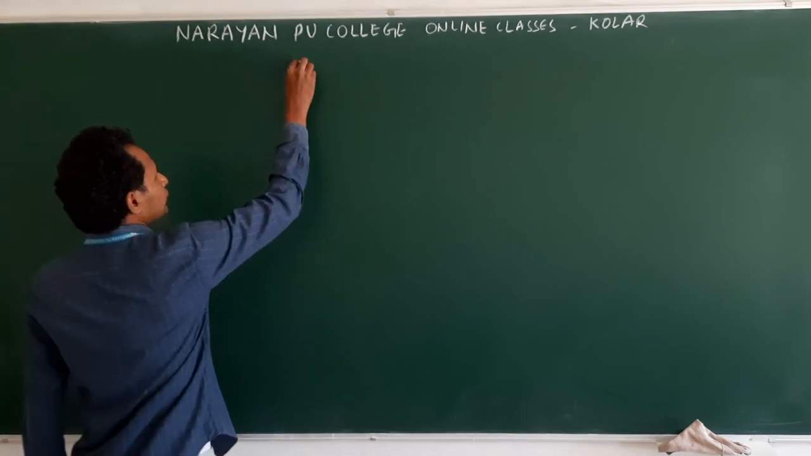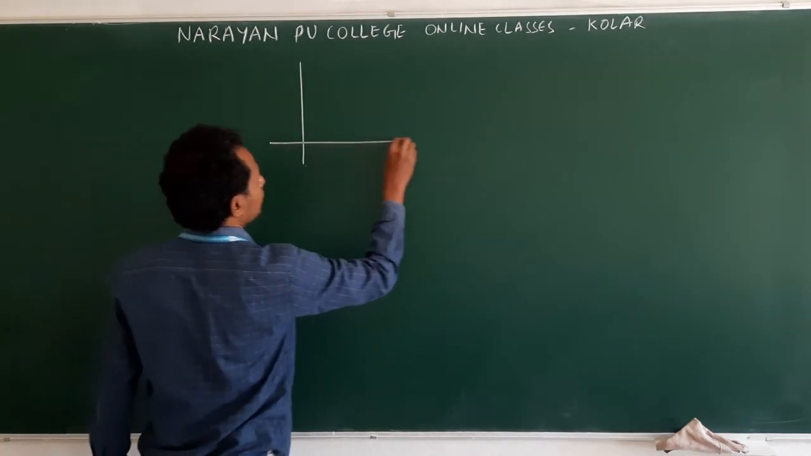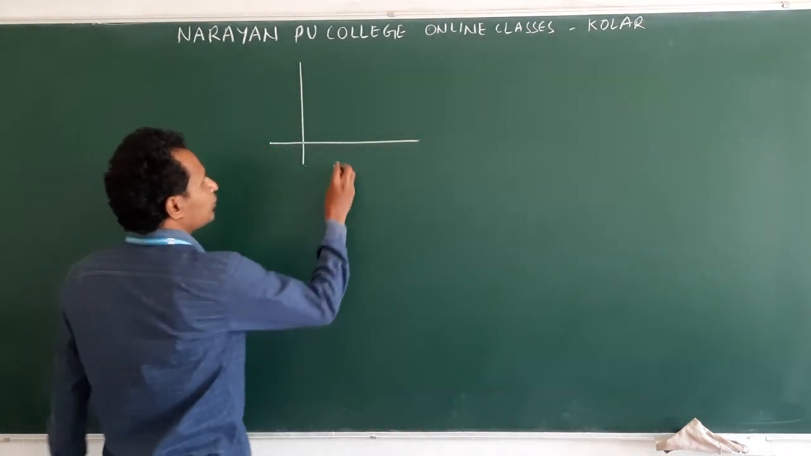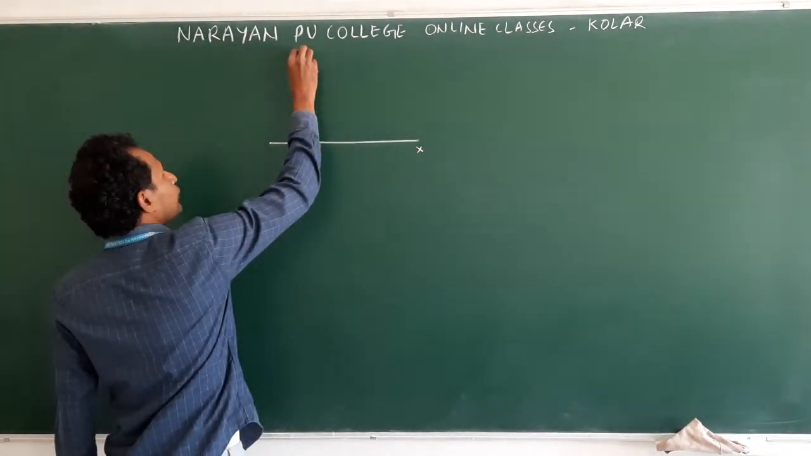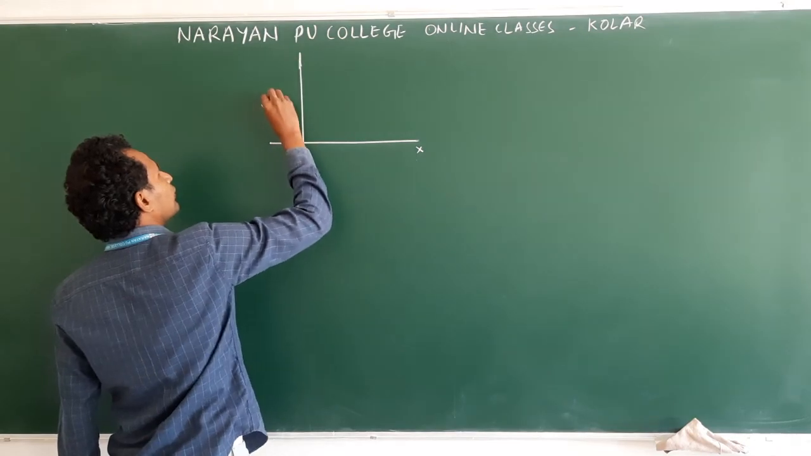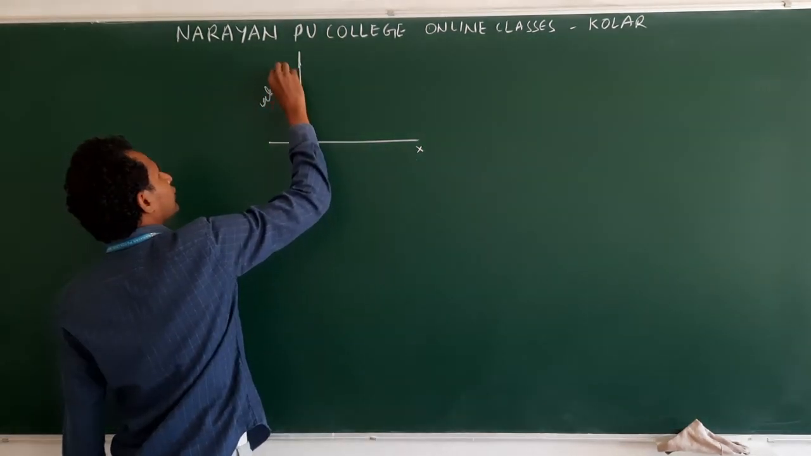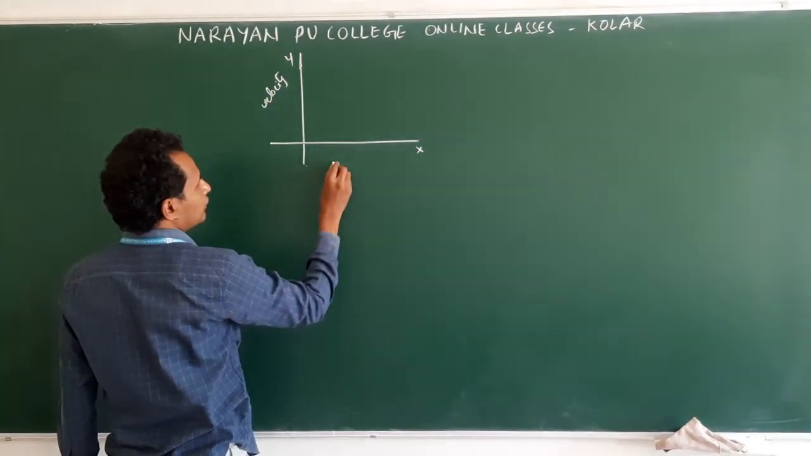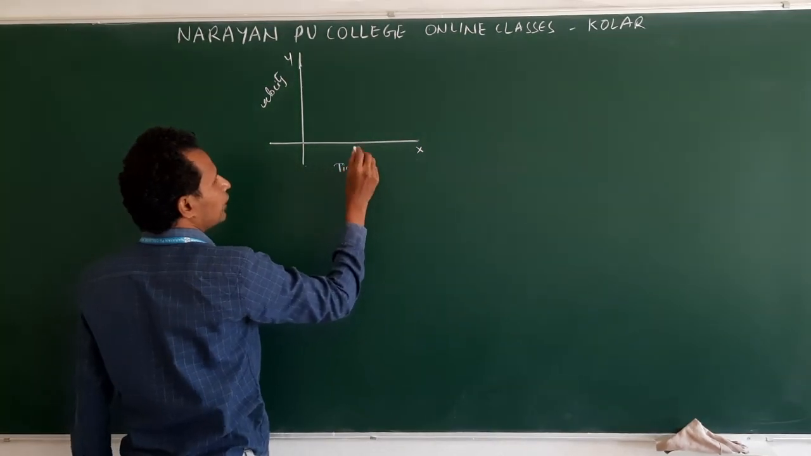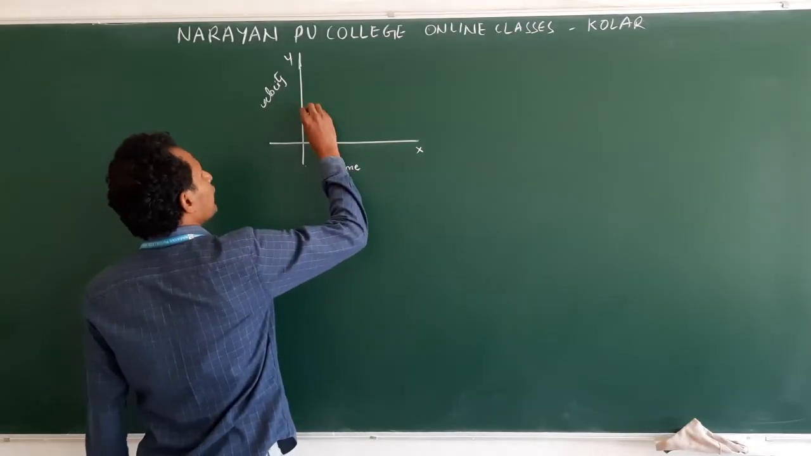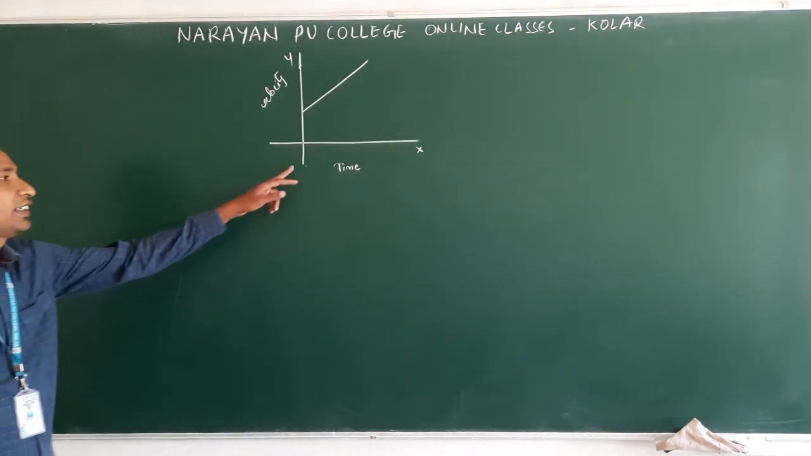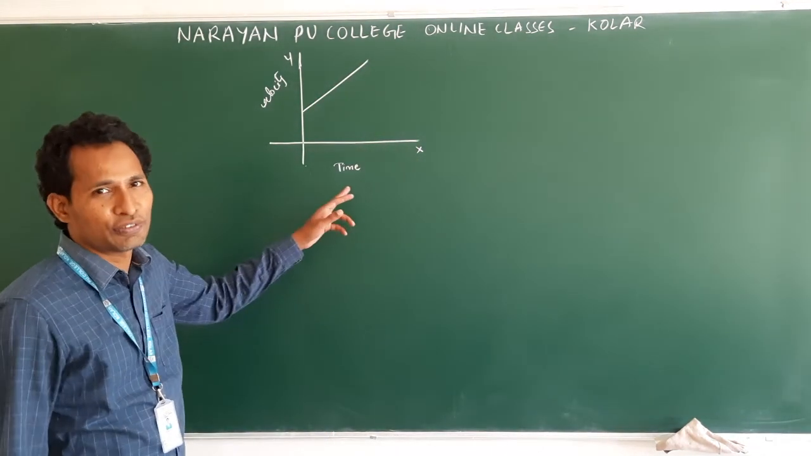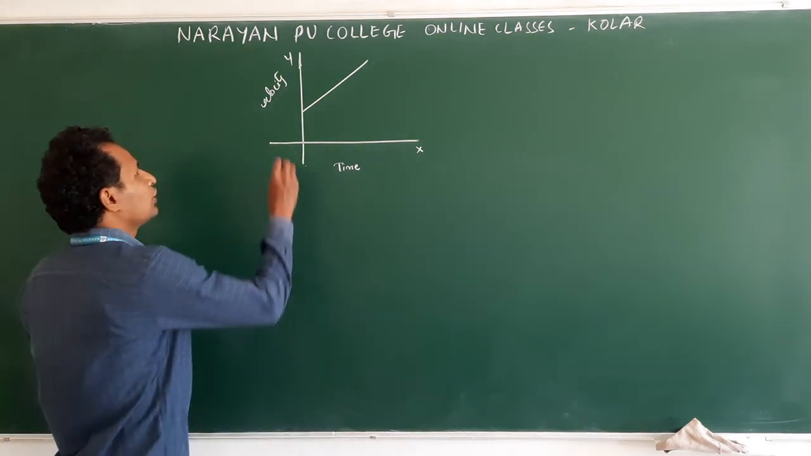Now, that is time on x-axis, velocity on y-axis. Suppose we have a graph like this. This is the velocity time graph. What is this graph? Velocity time graph.